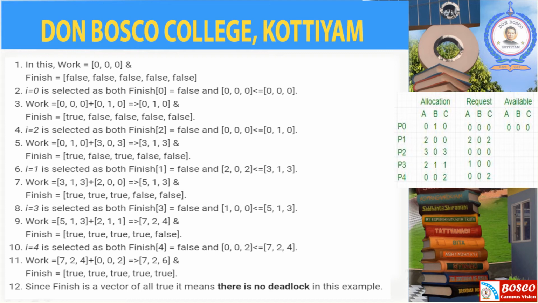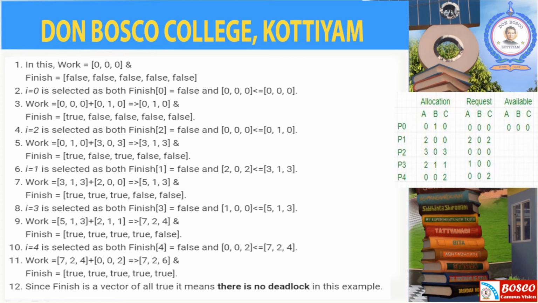That is, Work is equal to 0 1 0 plus P2's allocation, that is 3 0 3. This 3 0 3 will be added to 0 1 0. And now the Work information becomes 3 1 3, and we have to update the status of P2 in Finish to true. Now two processes have been completed, P0 and P2.